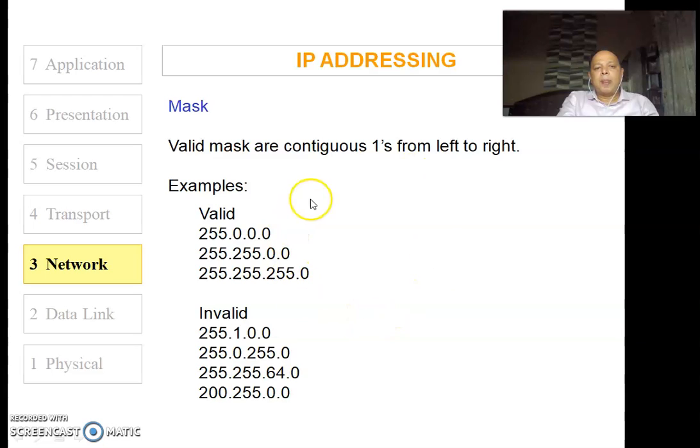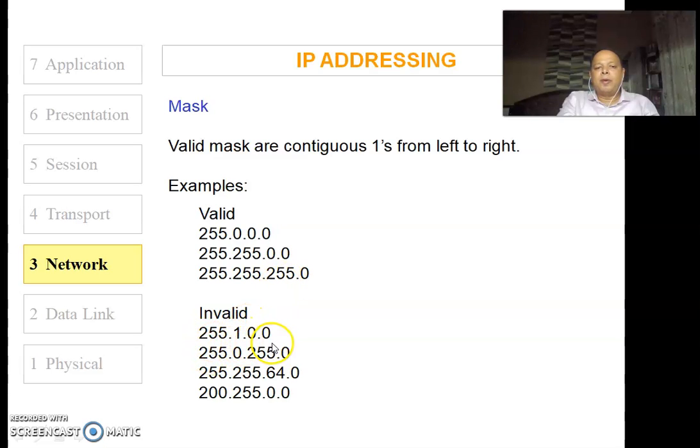Now here you can see the valid masks are contiguous ones from left to 0. So here you can see the valid and invalid examples of the masking. The valid masks are something like this: 255.0.0.0, or 255.255.0.0, or it could be even 255.255.255.0. While the invalid masks differ because they are not contiguous ones from left to right.